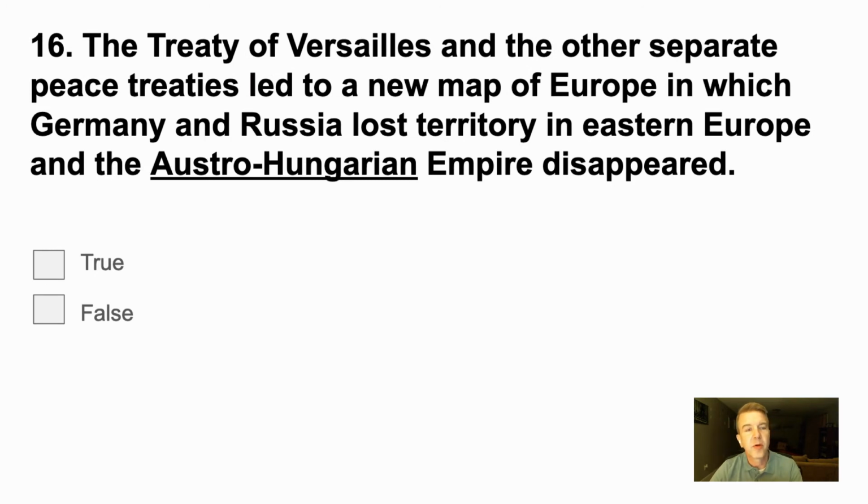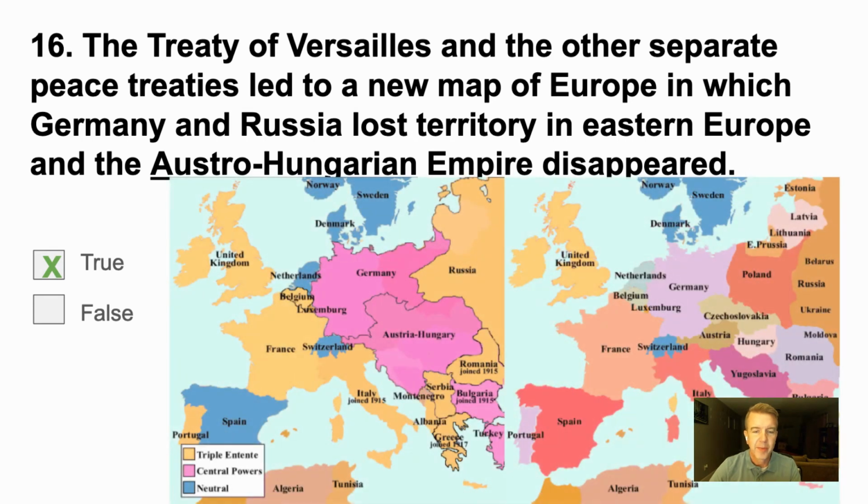The Treaty of Versailles and other separate peace treaties led to a new map of Europe in which Germany and Russia lost territory in Eastern Europe and the Austro-Hungarian Empire disappeared. That is true. These are maps showing Europe in 1914 prior to the war. You can see Germany over here, Russia. There is no Poland, Austria-Hungary. After the war, Germany loses and Poland appears here. We see East Prussia. We see the Baltic states, Lithuania, Latvia, and Estonia being created. We see a new Czechoslovakia, Austria, Hungary, and Yugoslavia.